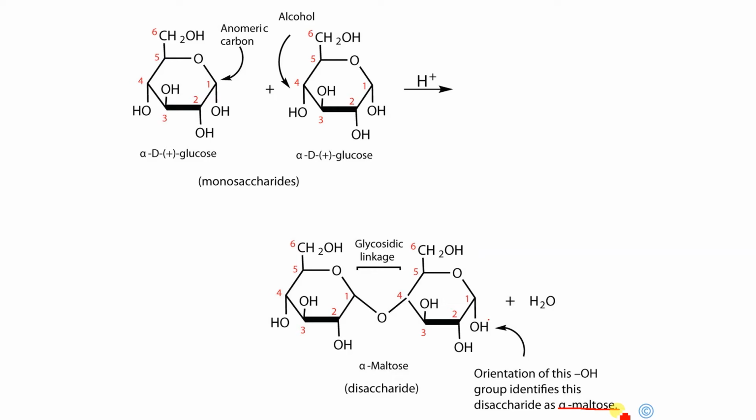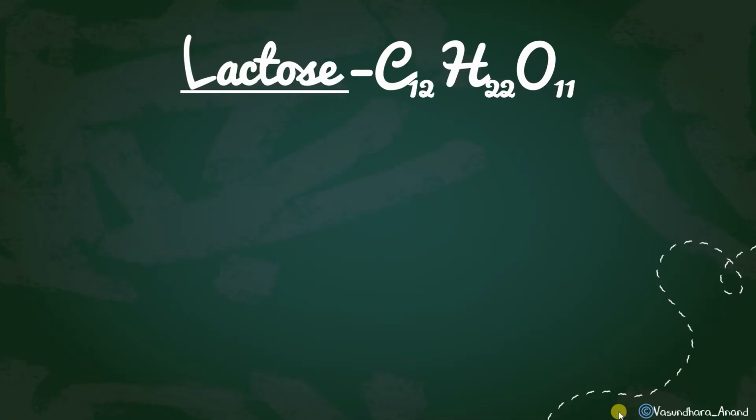Got it? Okay. So now the next thing, this is the third disaccharide, and that is lactose. The same general formula, but the only difference will be the linkage. Okay, the glycosidic linkage will be different. In this case, it is also a reducing sugar. So out of these 3 disaccharides which we have to study, only sucrose is a non-reducing sugar. The rest, maltose and lactose, both are reducing sugars.